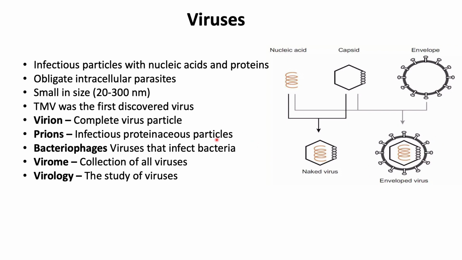Prions are infectious proteinaceous particles, that is, the protein component that contributes to the infections. Bacteriophages are viruses that infect bacteria. Virome is the general collection of all the bacterial and eukaryotic viruses, and virology is the branch of science that deals with the study of viruses.